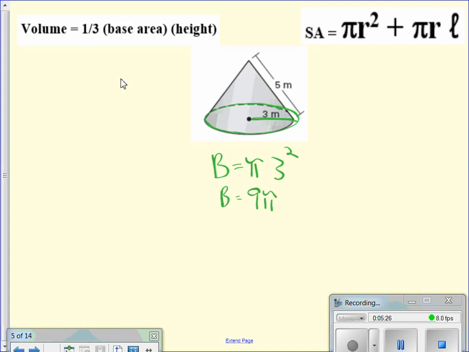Awesome. I got that. Again, I'm going to use that both for volume over here and surface area over here. So it's nice to get that out of the way first. Okay. Volume. 1/3 base area times the height. 1/3. The base area I already got as 9 pi times the height. And I'm looking for the height, and I don't see it.